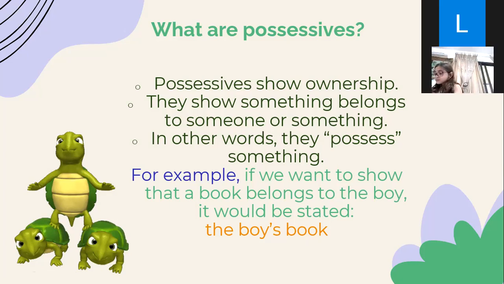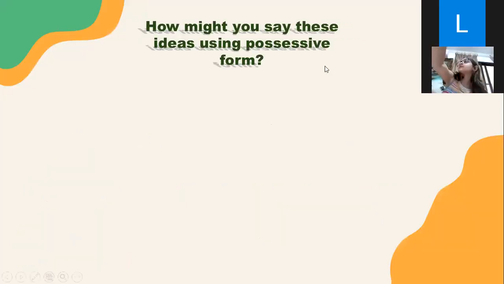My kids' toys. These toys belong to the kids. So when I want to show ownership or that something belongs to someone or something else, then I have to use possessive nouns. How do I form the possessive nouns? How might you say these ideas using possessives?